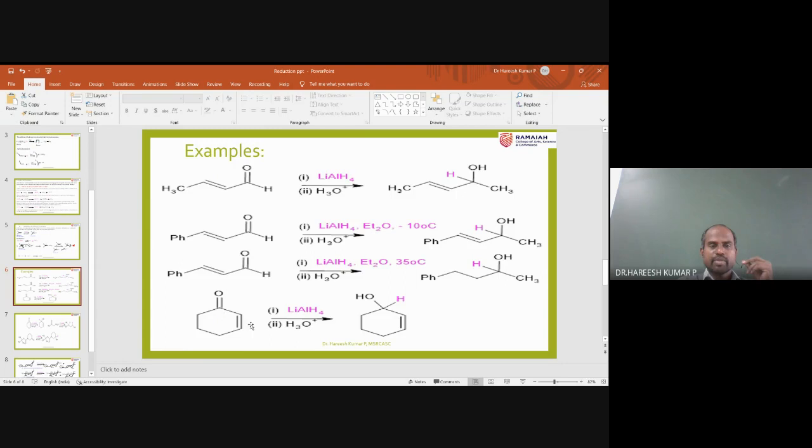So here I am taking one more example, a carbonyl compound, cyclohexanone. This CO is converted into alcohol. This H is obtained from lithium aluminum hydride. So that's what I have shown in all the examples. The H should be from the lithium aluminum hydride. These are a few examples where alpha beta unsaturated carbonyl compounds are the starting materials.